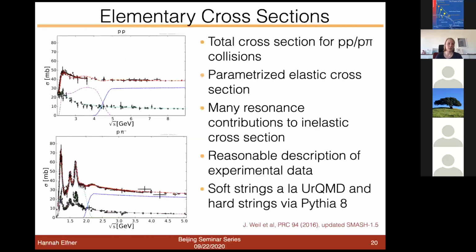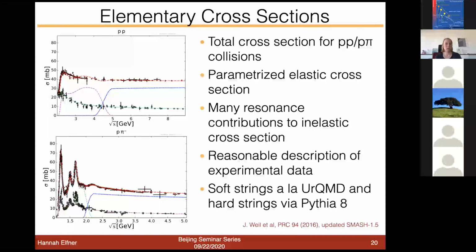That's of course the first step. And now you could say, oh, this is easy because the cross sections are anyhow parameterized. And that is not true. As you can see here, for example, in the pp cross-section, one can nicely see that the elastic cross-section is parameterized, so it is no wonder that this line fits.